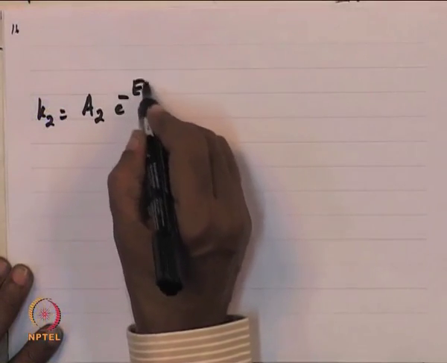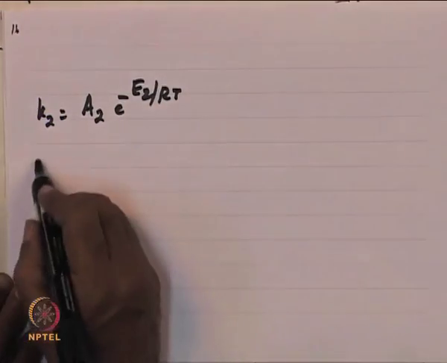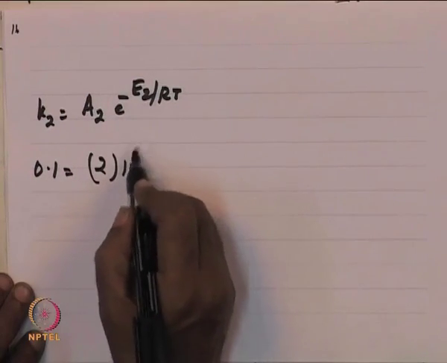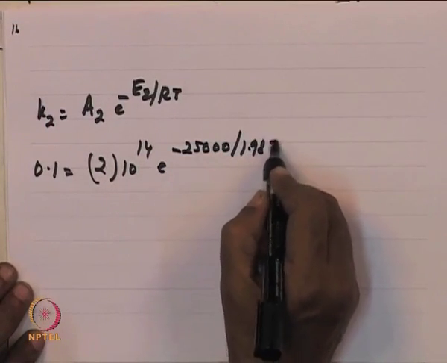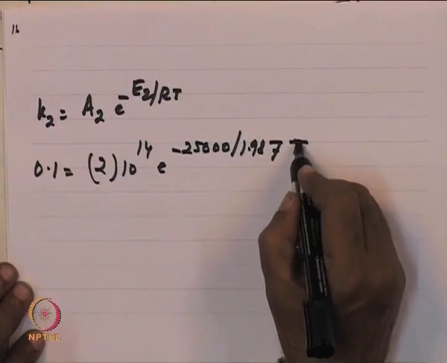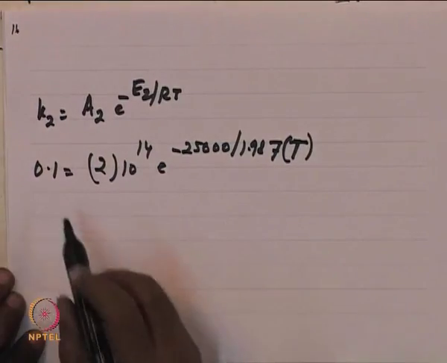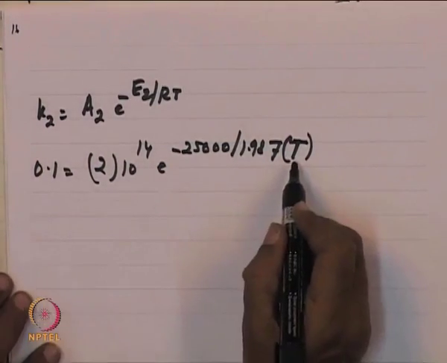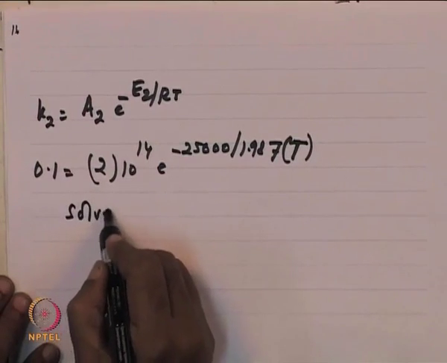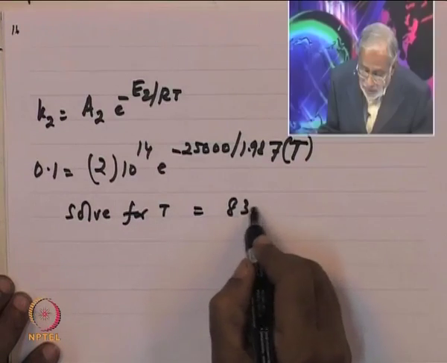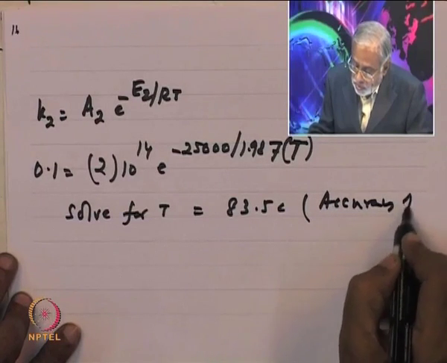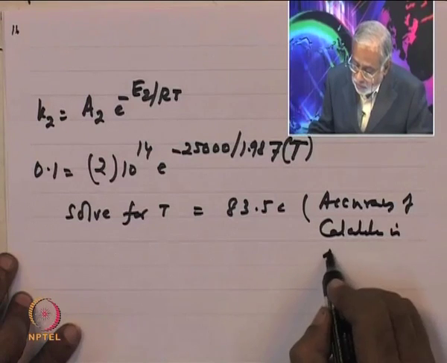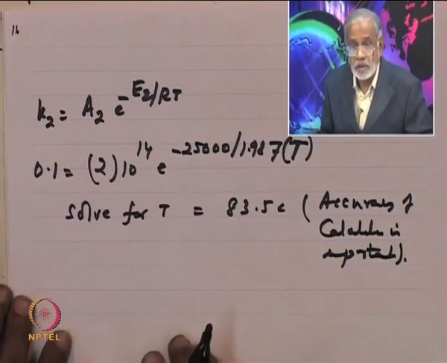We know that k2 equals A2 e to the power of minus E2 by RT. This A2 is given as 2 times 10 raised to the power of 14, E2 is given as 25,000, R is 1.987, and T. Essentially this equation defines the temperature at which we must operate the reactor. So, we can solve for T, and that turns out to be about 83.5 C. Please note that accuracy of calculation is important in this particular case.